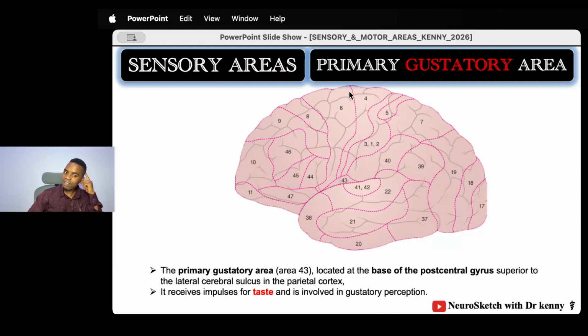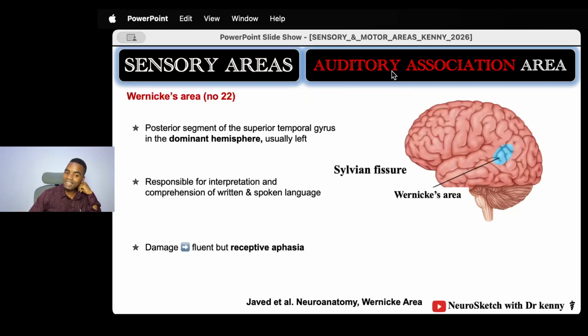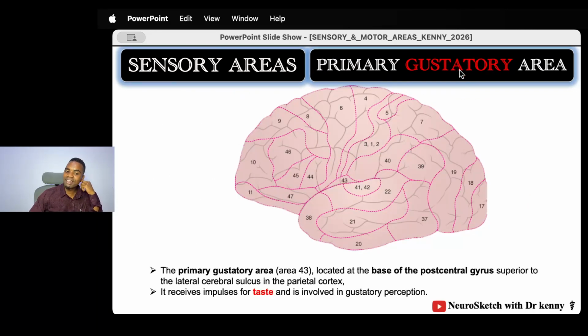Okay, so we've gone back to the primary areas. This was the association area, one more time, I remind you, the auditory association area. Now we're going back to the primary area, which is gustatory, the sense of taste. The sense of taste is actually easy, which is Brodmann area number 43. This one is receiving the sense of taste. It's right over here at the base of the postcentral gyrus.